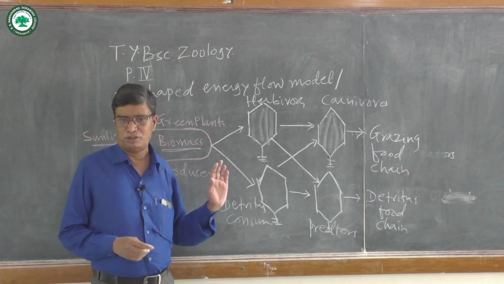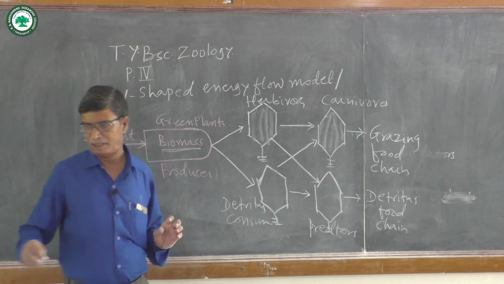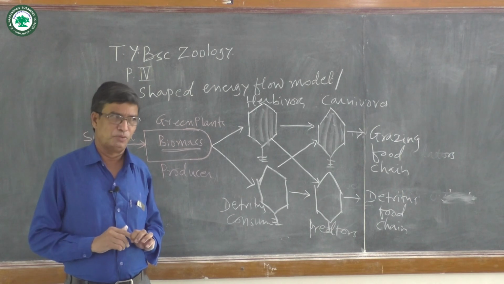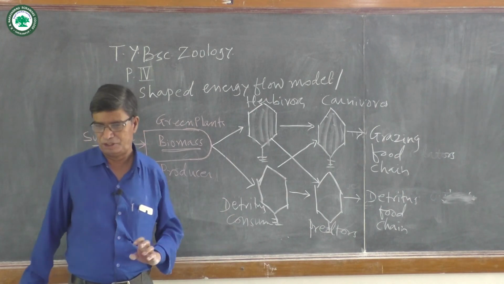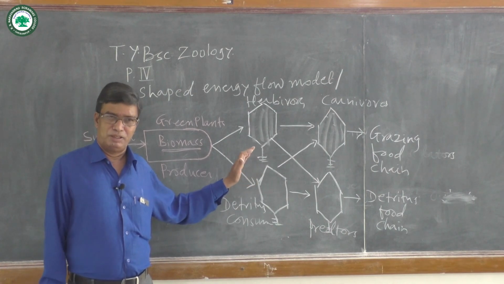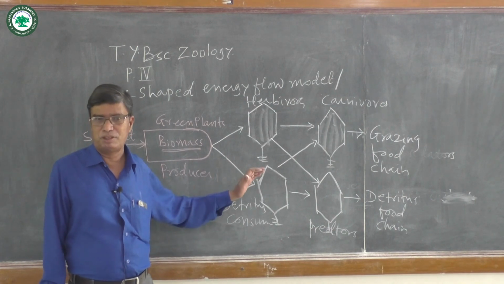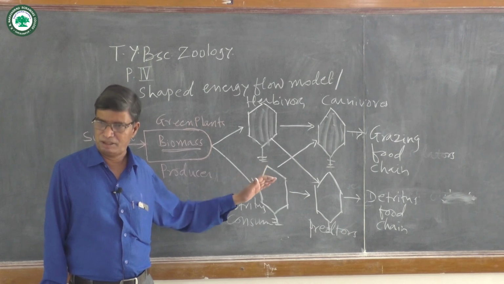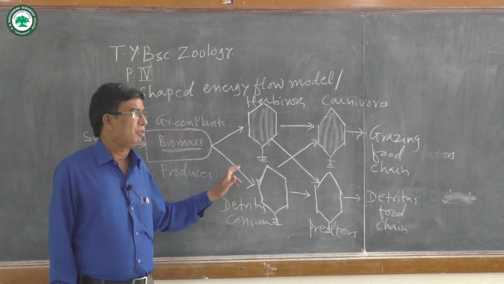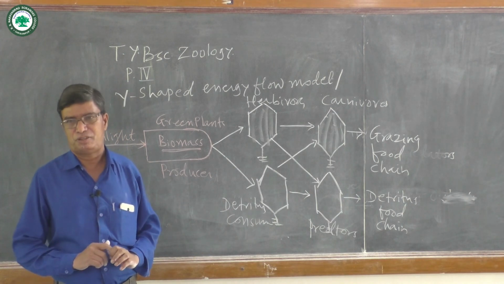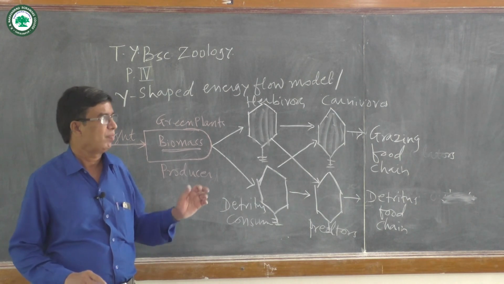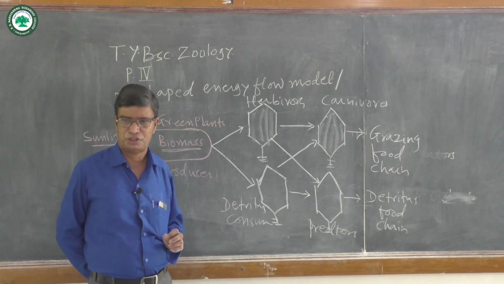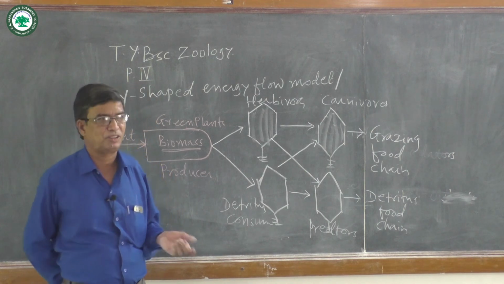There are main 3 points of that energy flow model. It is a generalized model of energy flow. It includes 3 main points. First one, it reforms producers, consumers, producers, herbivores and carnivores. It confirms stratified structure of ecosystem.